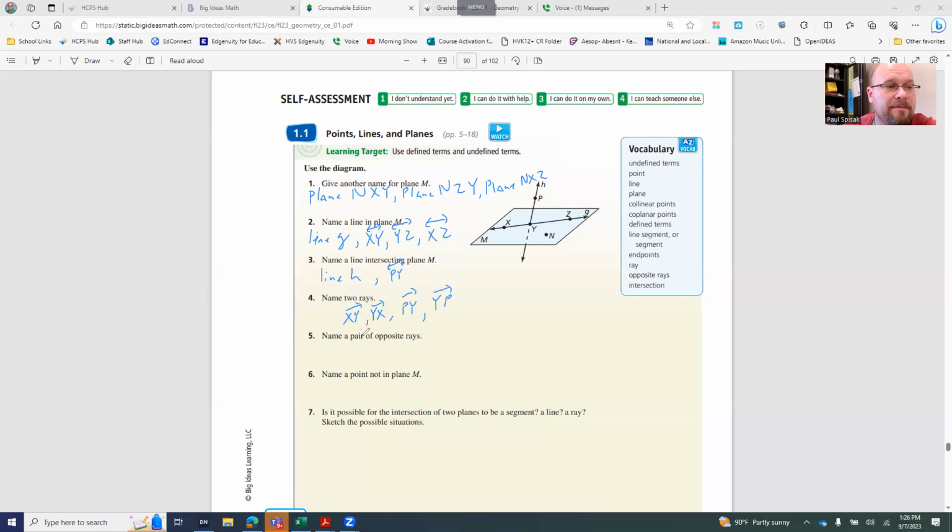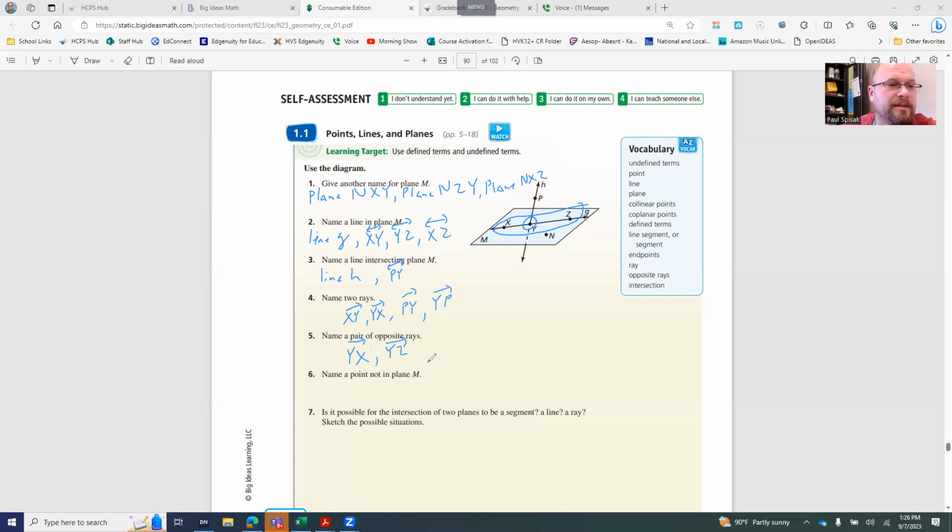On number 5, name a pair of opposite rays. Well, the only points we can use for the opposite rays are these 3, because opposite rays form a line. They also have a common endpoint. The common endpoint here is Y. So if we have Y, we can go one direction to X, and the other direction to Z. So the 2 opposite rays are going to be YX and YZ.